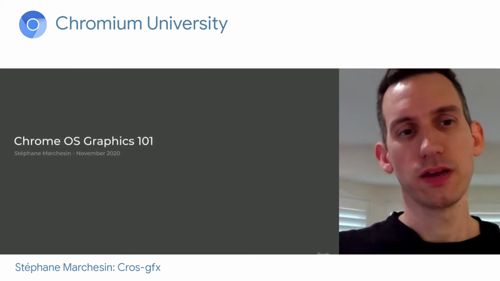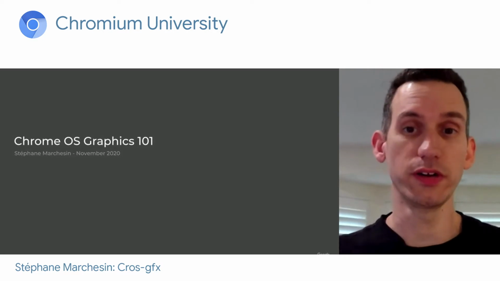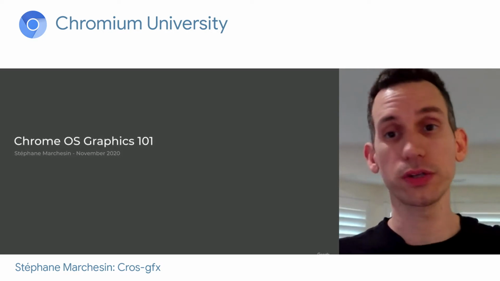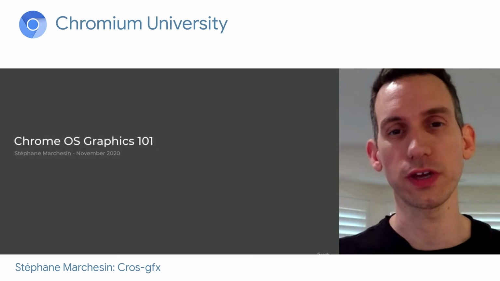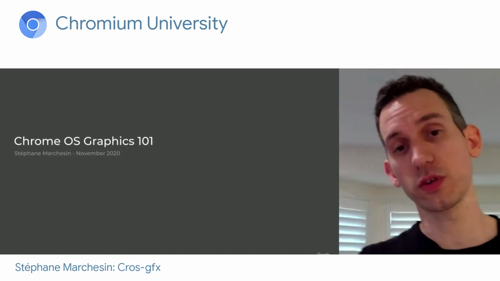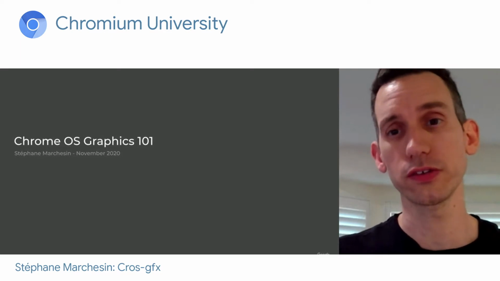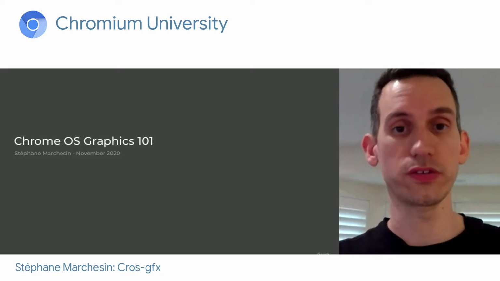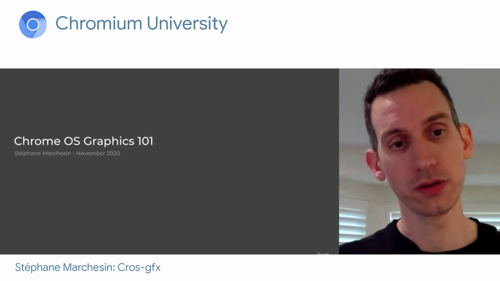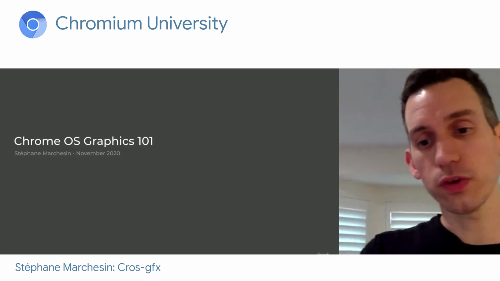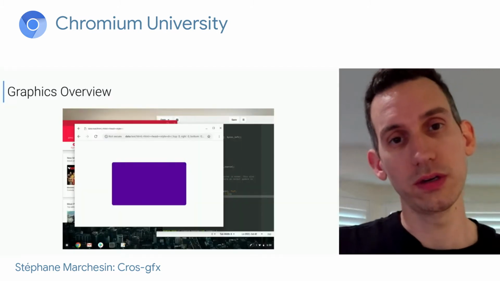So the goal of this presentation is to provide a high-level description of all the critical components used by the ChromeOS graphics stack. Following this description, we will also walk through a few concrete examples, like a few end-to-end use cases that will allow you to better understand how the different components fit together. So without further ado, let's take a look at a concrete overview of Chrome OS.